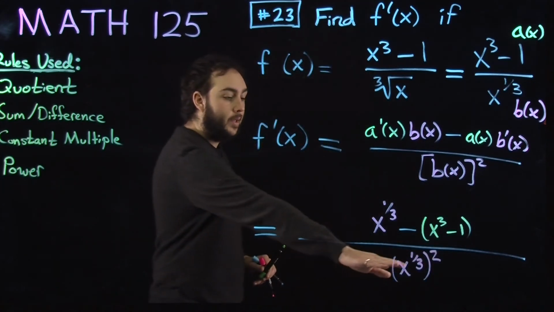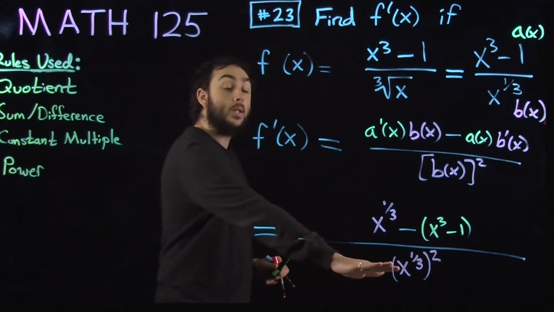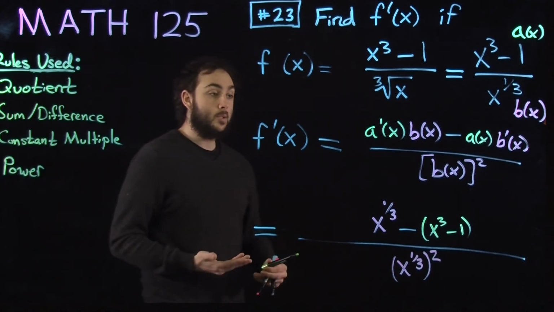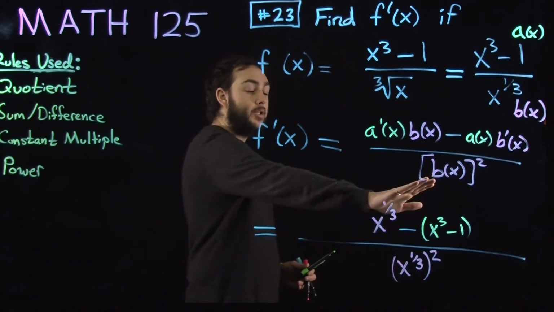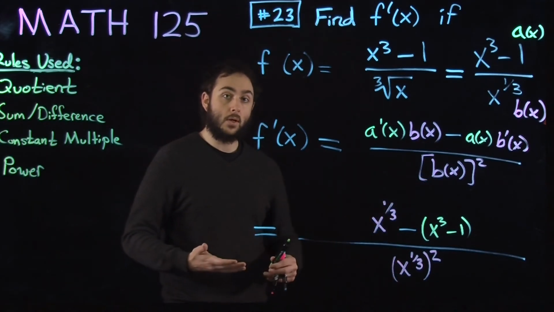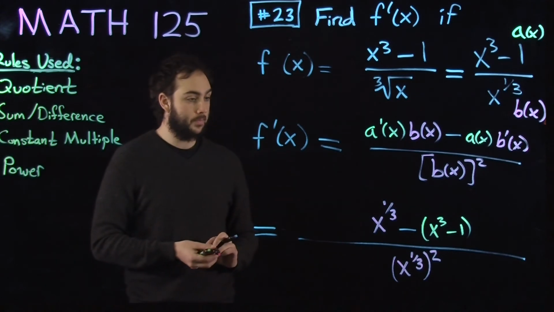There's no need to expand this out or combine the exponents. You can leave it just like this. And in fact, that's preferable because you see the specific derivative matches the general form here. So it's a clear picture of how we got this result.